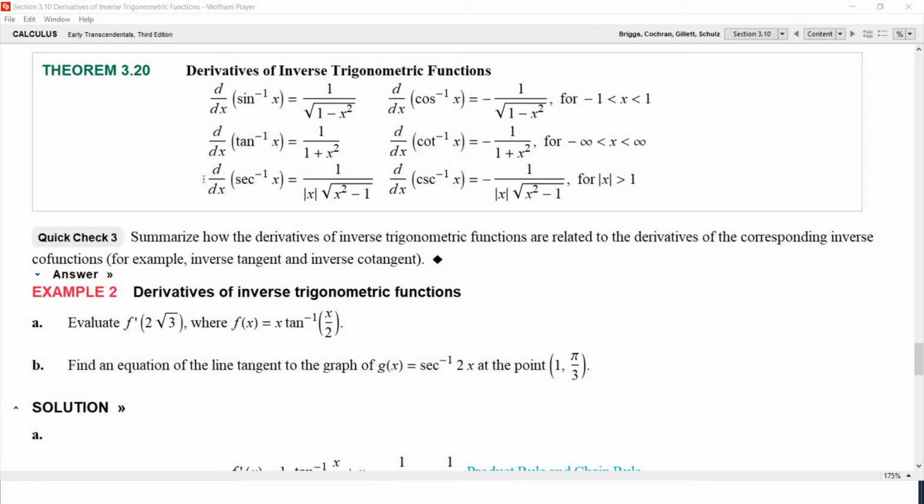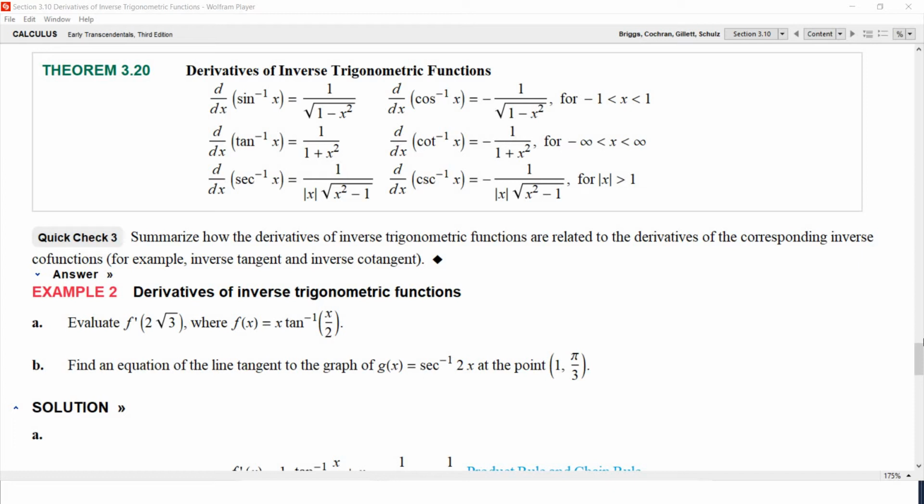The derivative of arcsecant is 1 over the absolute value of x times the square root of x squared minus 1. And again, the derivative of arccosecant is very similar, except it has a minus sign in front. This is true for all x values where the absolute value of x is greater than 1.